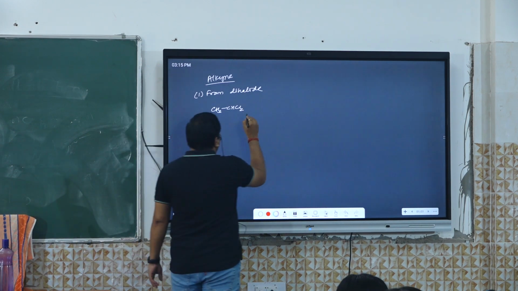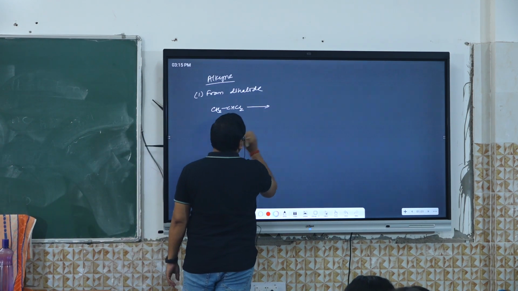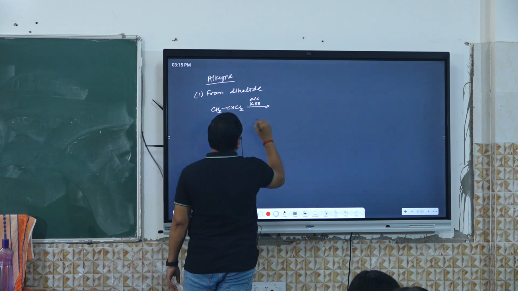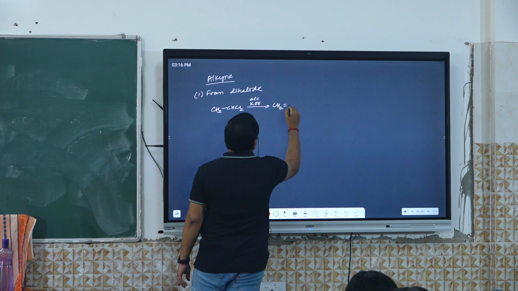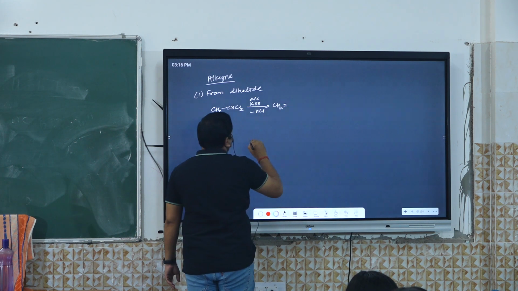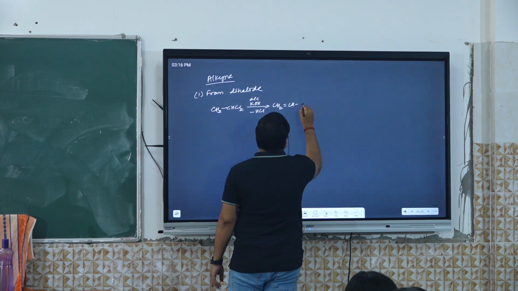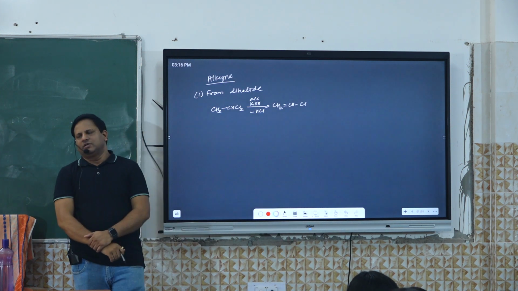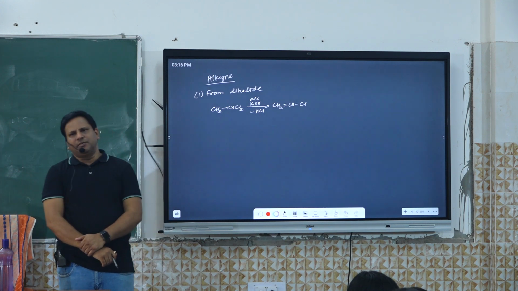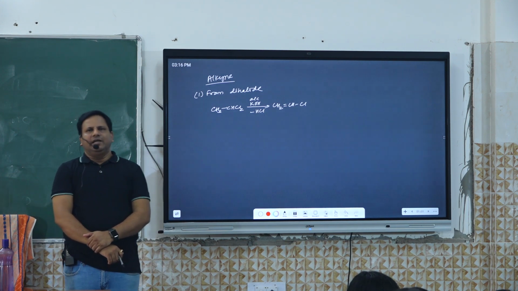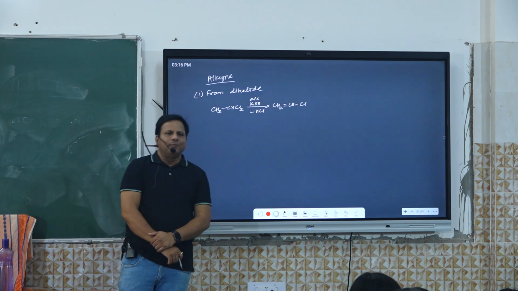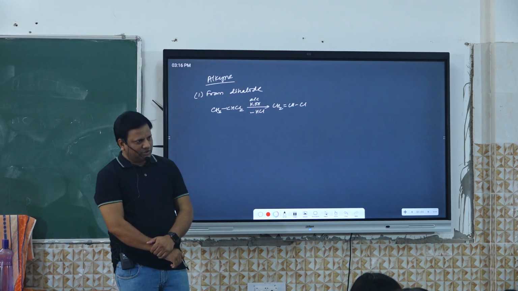So in order to prepare alkyne from dihalide, we have to use the elimination method. For elimination, which reagent is necessary? That is alcoholic KOH. So after removal of HCl, it gives CH2=CHCl. This is the first elimination. Now, in order to get alkyne, you have to make another elimination, yes or no?